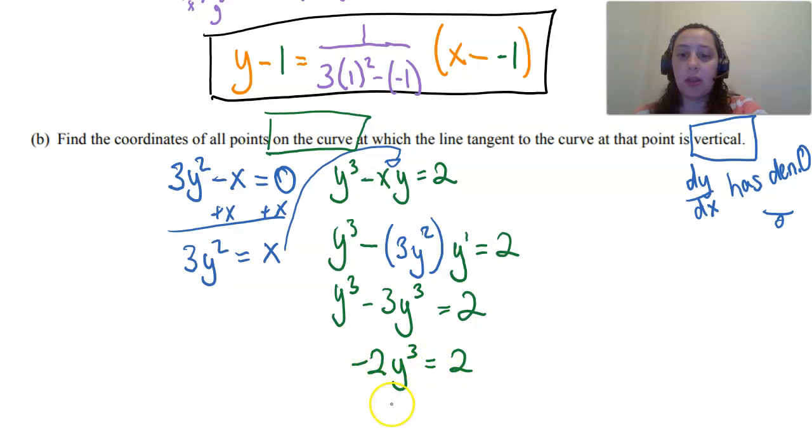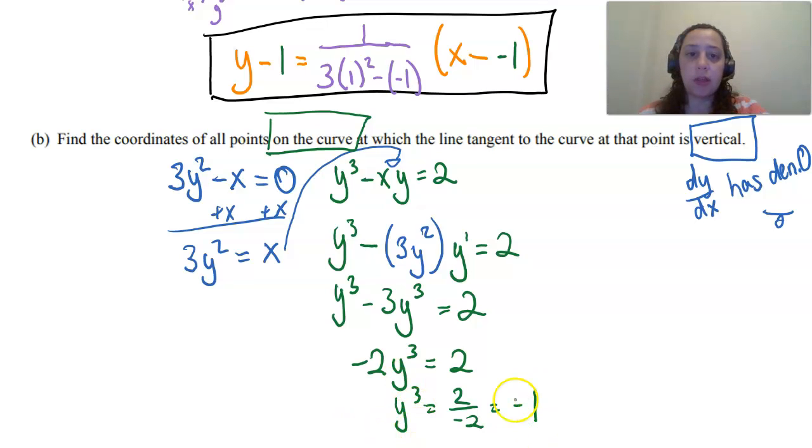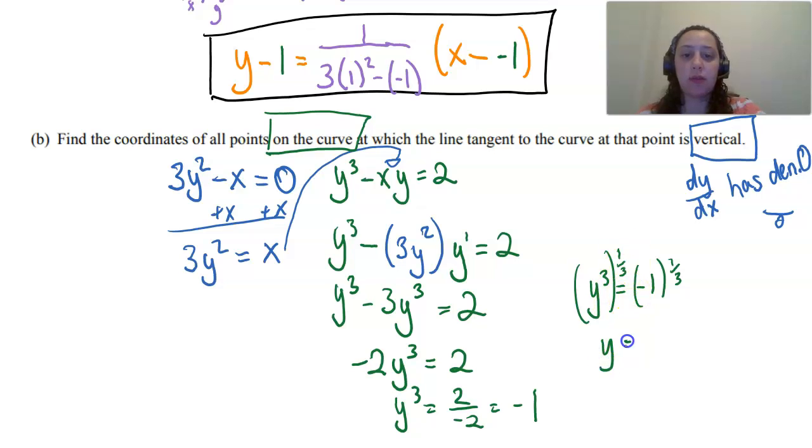Then I can divide by negative 2 on both sides. And that gives me negative 1. So I get y to the 3 equals negative 1. So I could take my cube root, or my 1/3 power, to get rid of that. And that gives me y equals negative 1. Now, a lot of students stop here. They think, oh, I'm done. But we only found the y value, and it wants a coordinate. A coordinate has both the x and the y. So we're going to take this y value and solve for x now.